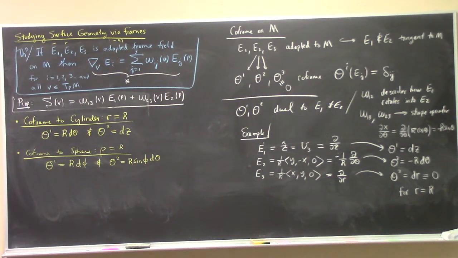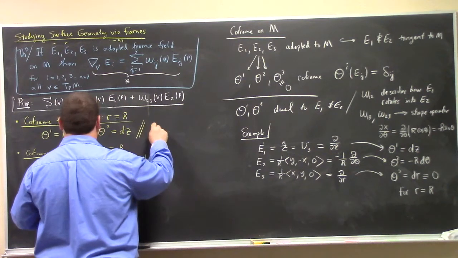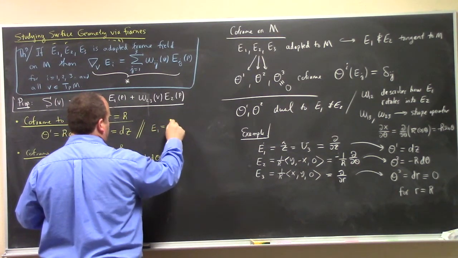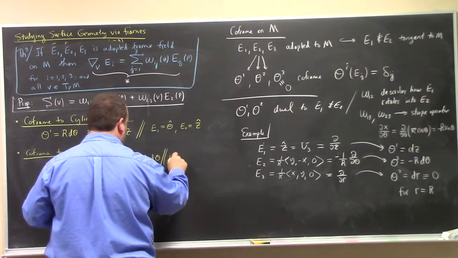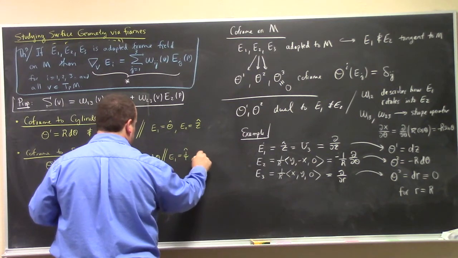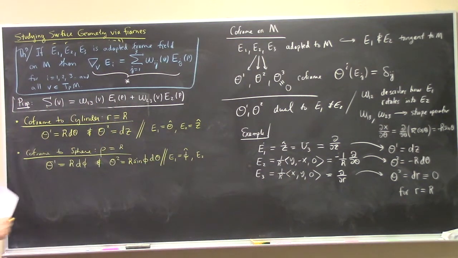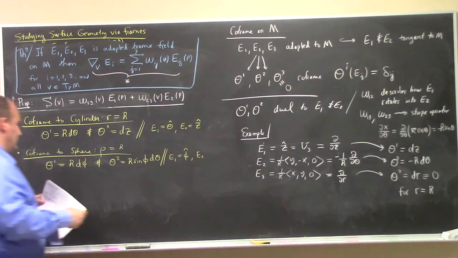And what I'm saying on page 6 here is that if you go back to our earlier work on setting up the coframe for the cylindrical or spherical coordinate system, if you freeze out for the cylinder the radial coordinate, you set r equal to a constant, or in the spherical case, if you freeze out the spherical radius, you drop back to these coframes, right? And they are dual to E1 being theta hat, and E2 being, in this case, z hat. And here, these are dual to E1 being phi hat, and E2 being theta hat. Must be theta hat.